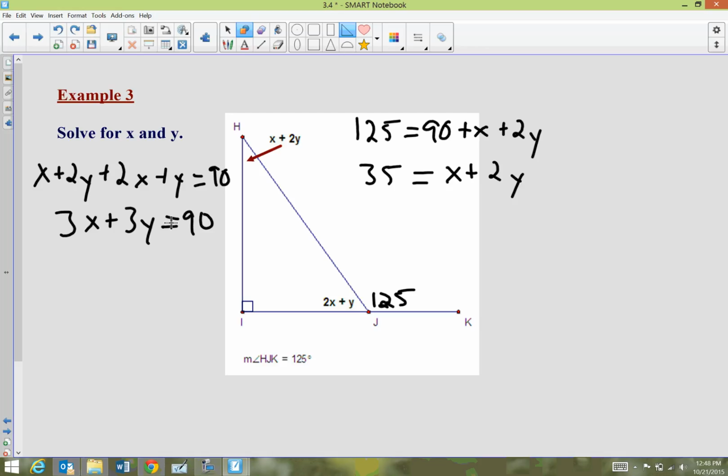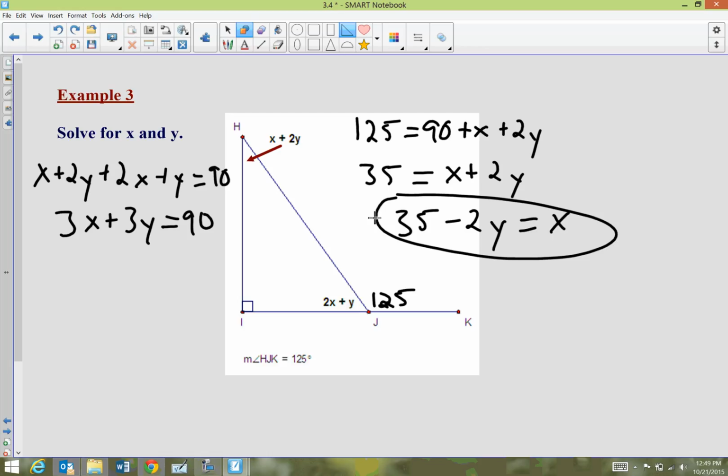So now I've got two equations with two variables. I can solve these in a variety of different ways. I think I'm going to use substitution here, so I'm going to solve this equation for x by subtracting 2y from both sides. So 35 minus 2y equals x. And I'm going to take that and plug it in for x in my other equation. So now this equation becomes 3 times the quantity 35 minus 2y plus 3y equals 90.